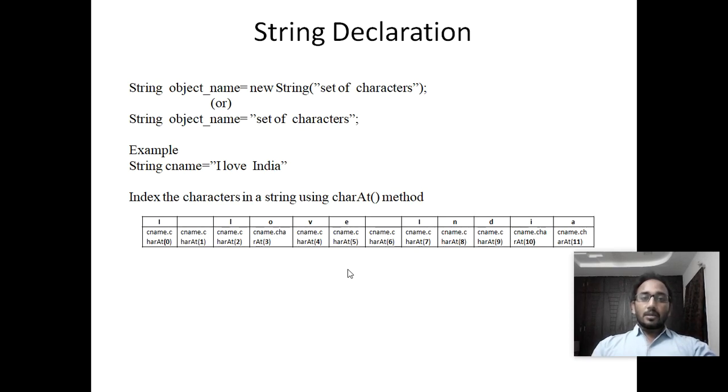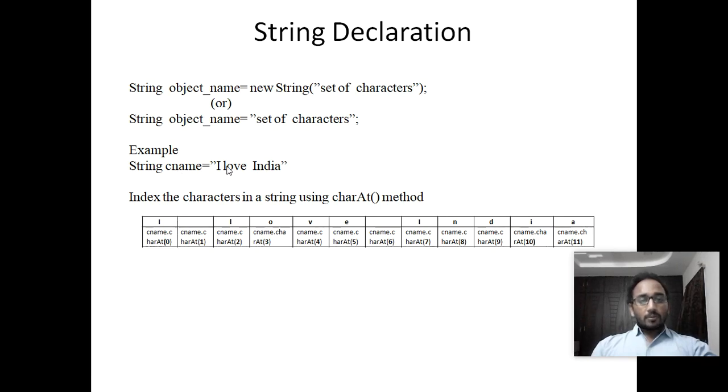In that, String is a class. With the help of objects, we are able to create strings. String creation can be done in two ways. In the first case, we use the new keyword to create the string, and in the other case we directly create the string with the help of an object. So in this particular scenario, I have given one example: String followed by object name.